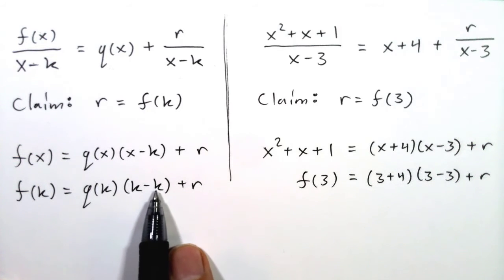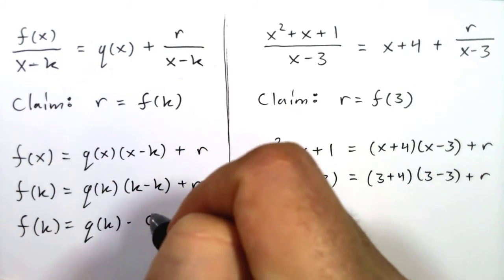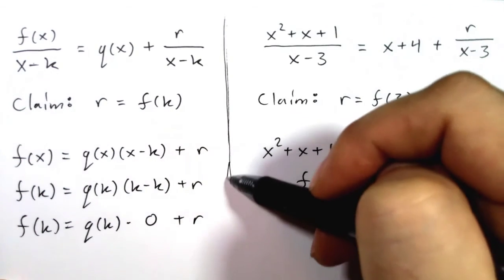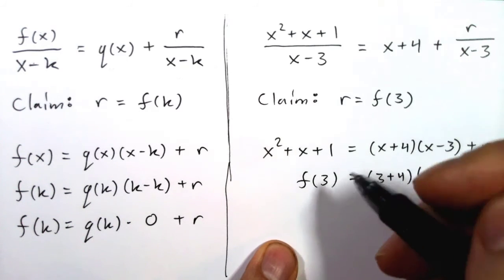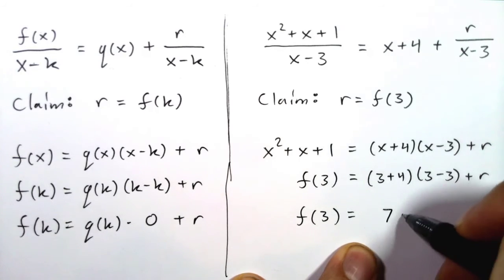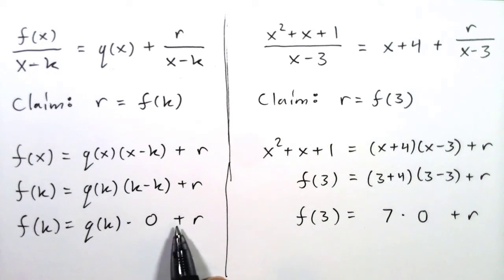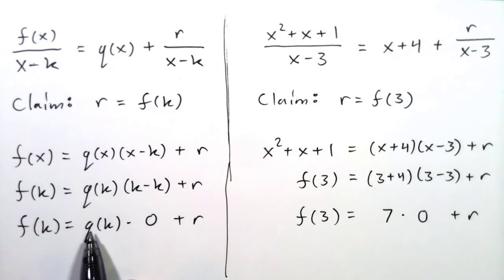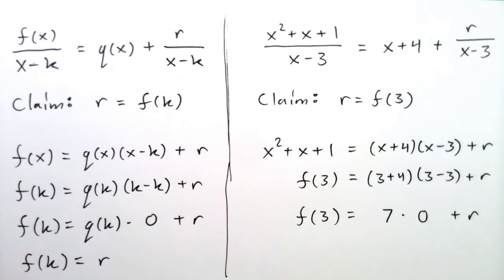Well, if you notice, k minus k is 0, right? So f of k equals q of k times 0. Fantastic. I love 0. 0 is great when it shows up, unless it's in the denominator, right? Okay, but over here, what are we doing? Well, we have our f of 3. We're just simplifying the right-hand side. I got 3 plus 4 is 7. 3 minus 3 is 0 plus r. So you're seeing that same thing in abstract sense happening over here with specific numbers. All right, well, what can I say here? Well, q of k times 0 is 0. So it's gone. So we see that f of k has to equal r. That's exactly what we were trying to show.